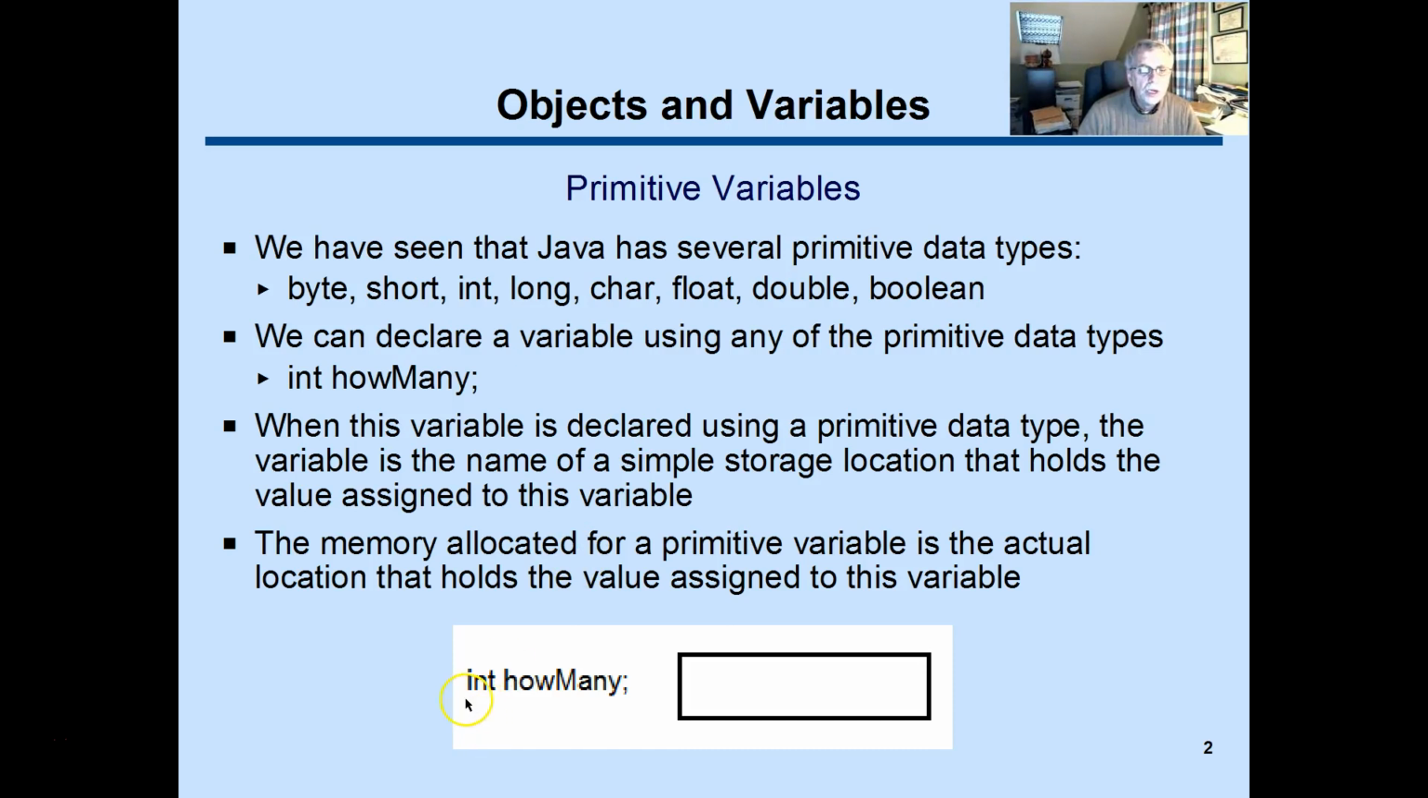So here, as we declare how many as of type int, some block of storage large enough to accommodate an integer, which in the case of Java will be 32 bits as a binary value, will be allocated. Then when we refer to how many, we'll be making direct access to this storage area and manipulating or accessing the content of the storage area, the actual value that's stored there.